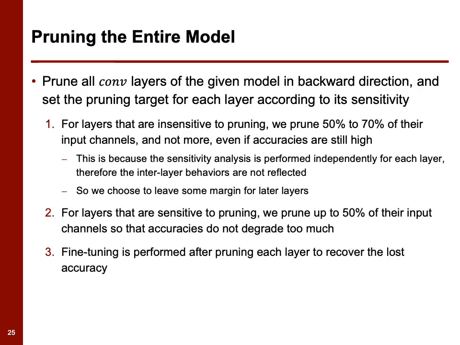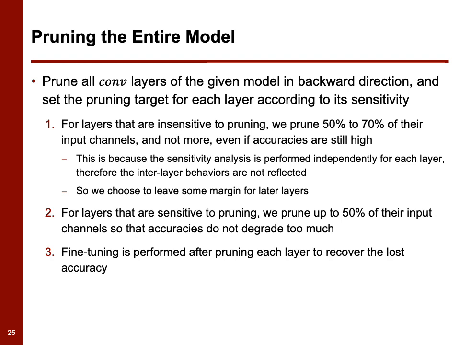So our overall strategy for pruning a given model is to prune all its convolutional layers in the backward direction and set the pruning target for each layer according to its sensitivity. Specifically, for layers that are insensitive to pruning, we prune 50% to 70% of their input channels and not more, even if accuracies are still high.